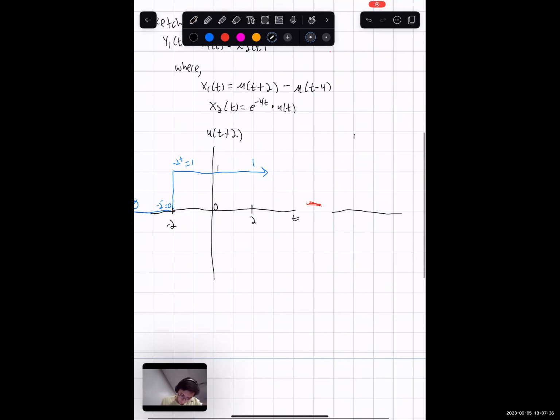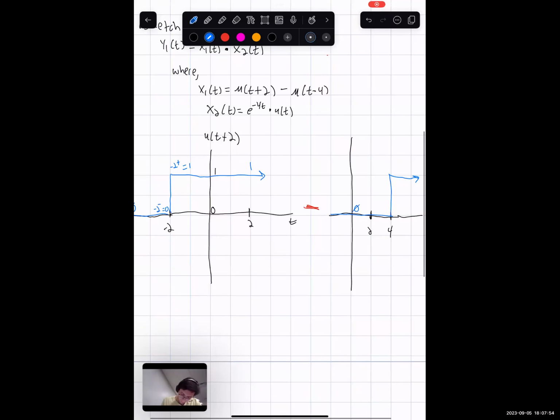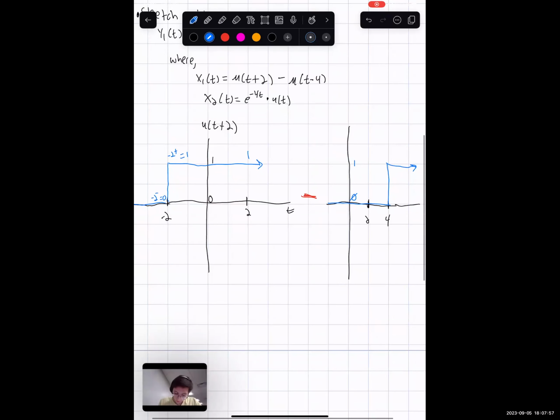Okay, and just a little spoiler alert: this one's going to be a shift to the right. So here it's going to be 4. From -infinity to 4, it's going to be equal to 0. And then at 4 on the left side, it's equal to 0, and at 4 on the right side, it's going to be equal to 1. And then 1 all the way to infinity, guys.